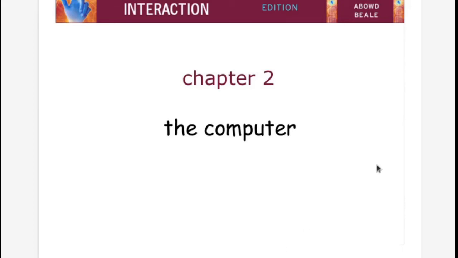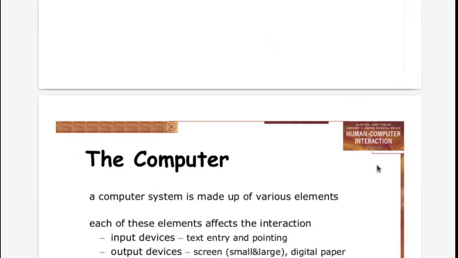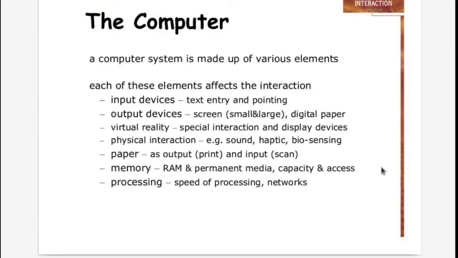Second chapter is the computer. So a computer is made up of various elements. Each of these elements affects interaction. The first one is the input devices. Input devices allow us text entry, drawing, and selection of some data from the screen.